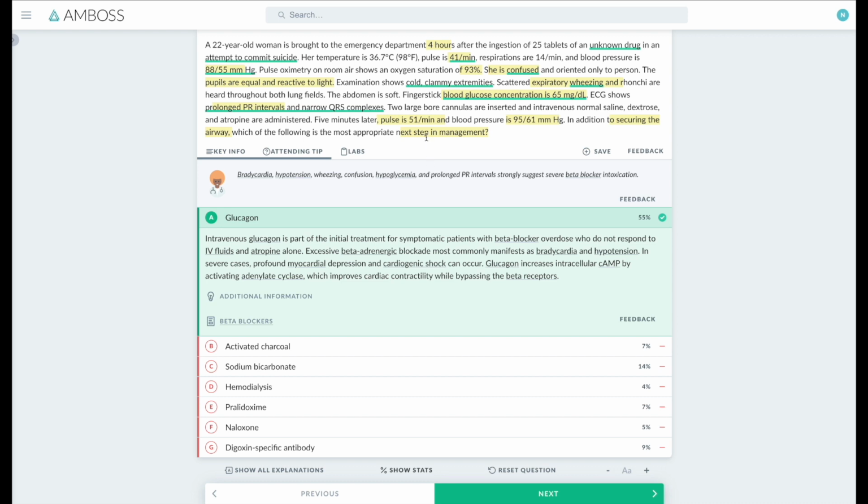So usually USMLE questions are second order, third order, and so it's not enough to reach the diagnosis, which the attending tip will give you, but it's important to highlight what's important to reach the diagnosis, because if you didn't reach the diagnosis, you're not going to be able to answer the second order question coming later on. The attending tip saves you this first order step of reaching the diagnosis, and then you start thinking about whatever is inferred from this diagnosis. The next best step in management for beta blocker intoxication is glucagon, right? I hope this helped, guys, and let me know if I can do another episode.